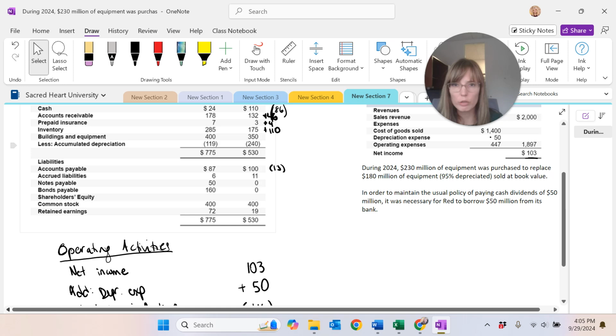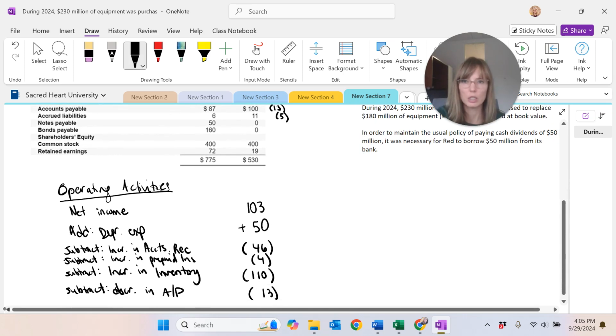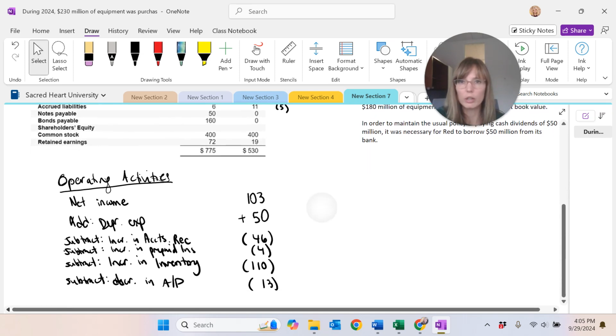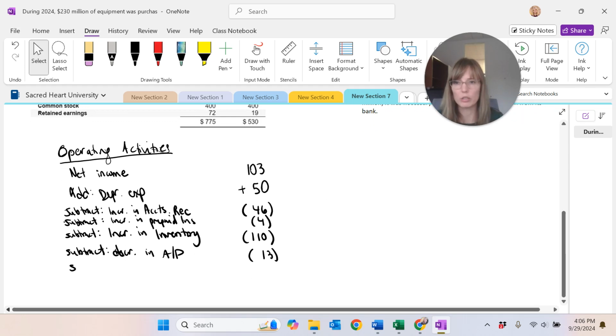Accrued liabilities went from 11 to 6, so our accrued liabilities decreased by 5 million. We don't know specifically what this relates to, but it's probably some combination of salaries payable, interest payable, and income taxes payable. That means our expenses were lower than our payments. We paid more, so we need to again subtract the decrease in accrued liabilities of 5.